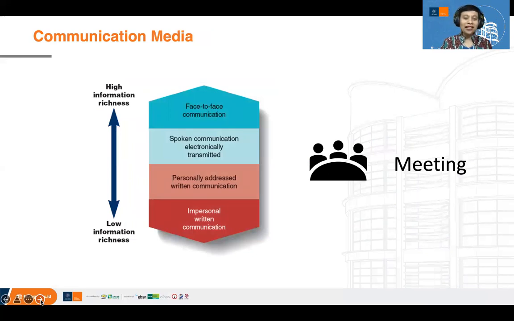If we define a meeting as setting an invitation while gathering people together to discuss, to coordinate, and also to make a decision on something, and we try to correlate that definition to the discussion about the richness of communication media, we can conclude the meeting as part of the two highest positions of communication media: face-to-face communication and spoken communication electronically transmitted.